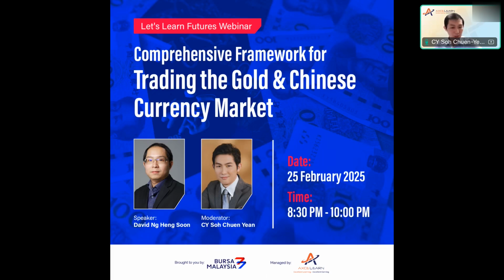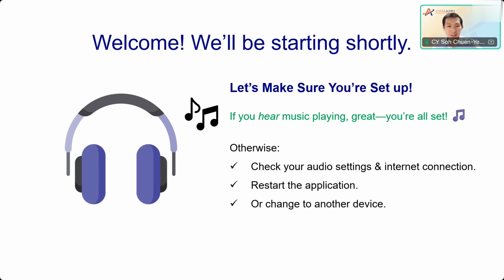It's proudly brought to you by Bursa Malaysia in collaboration with Excellent. In this session, we are honored to have David Ng with us, who will share insights on the fundamentals and technical factors to consider when you are trading FGLD and FCNH futures. So let's get started.